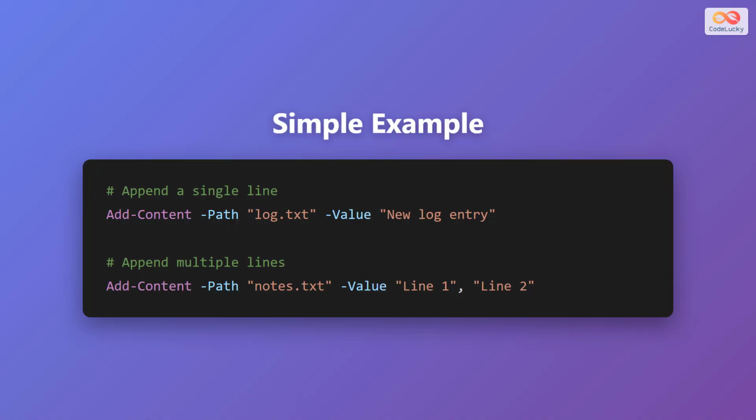Let's look at some simple examples. To append a single line, you use Add-Content with the Path parameter pointing to your file, such as log.txt, and the Value parameter containing your new entry, like "new log entry". You can also append multiple lines at once by providing an array of strings separated by commas. For instance, you can add "line 1" and "line 2" to notes.txt in a single command. Each string in the array will be written as a separate line in the file.